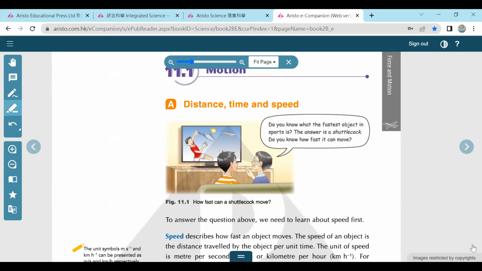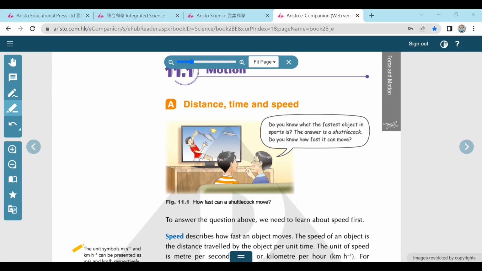I've already uploaded this for you. Please complete this exercise. This exercise is about chapter 11.1 motion. You have to scan this QR code or press this link to watch the video, and hand in this worksheet using a piece of A4 size paper. Then please upload your work to Google Classroom before 26th of March at 4 o'clock.